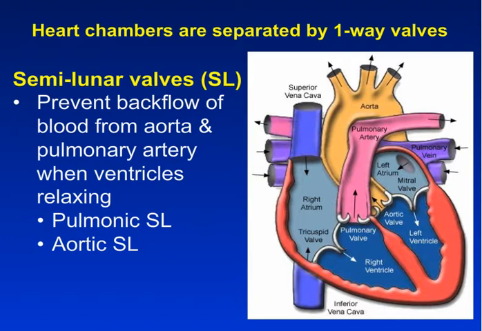So whereas the atrioventricular valves separated the atrium from the ventricle, these semilunar valves help to prevent backflow from the blood vessels leaving the heart into the ventricles. So we have two of these. The first one is called the pulmonic semilunar valve, and pulmonic is referring here to the pulmonary artery. So take a look at the pulmonic semilunar valve.